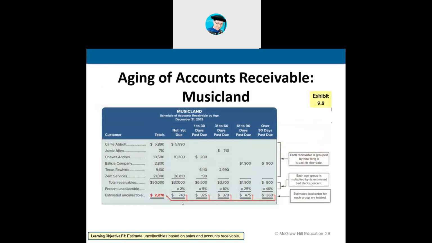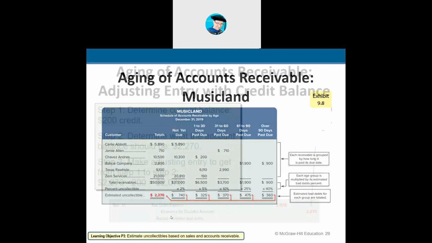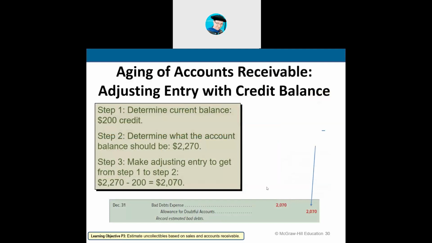You're multiplying each age category by your percentage of uncollectible estimate times the total balance. That gets you your estimated uncollectible amount for each category. Add all those up to get your total. And that's the method for using the aging of accounts receivable.